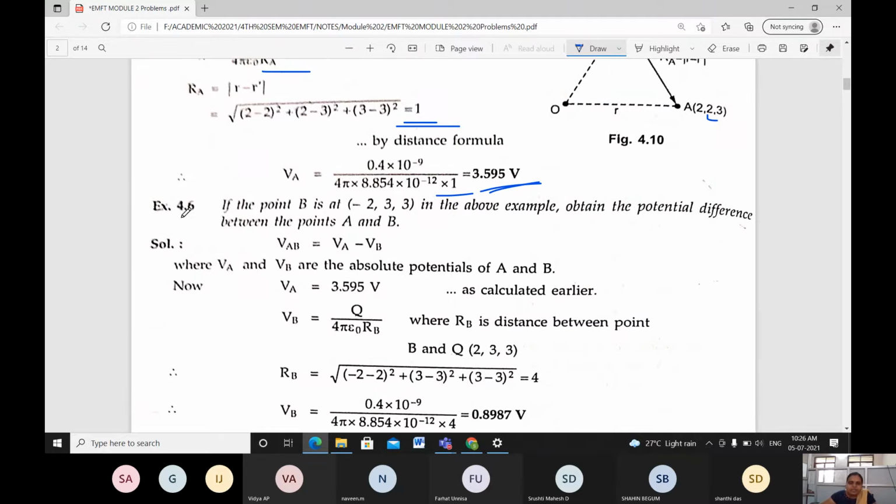Next, in the same way, if the point B is at minus 2, 3, 3 in the same example, obtain the potential difference between A and B, it is asked here.